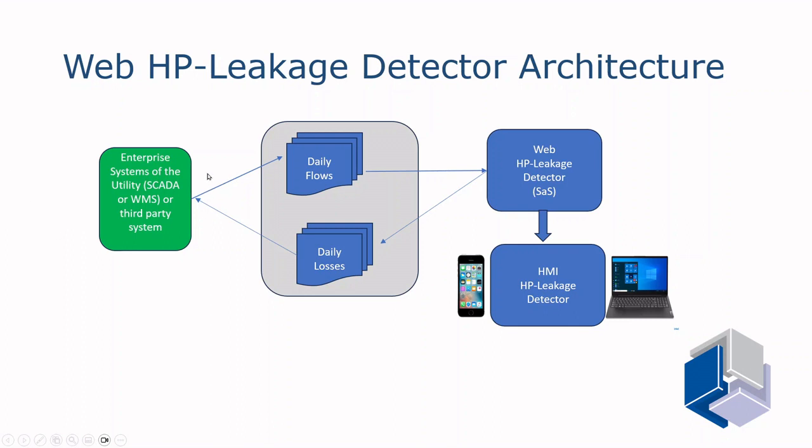Practically, this green external system sends to the Web HP Leakage Detector the daily flows. Our service gives back to the user the computation of the daily losses. At this point, the green system can have its own HMI in order to deliver the results to the operator, or it can possibly also use the HMI of HP leakage detector that we have seen before. This is the typical architecture of a service.